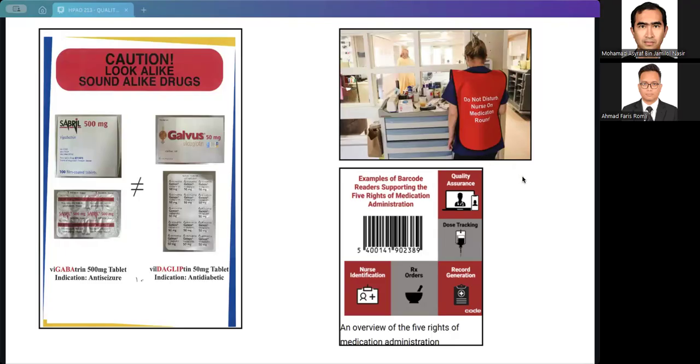And the next image will be enforcing the nurse on duty vest while on duty of preparing or delivering medication. This minimizes the interruption and results in a reduction in the odds of medication error. And thirdly will be the sample of barcode readers for medication prescription.